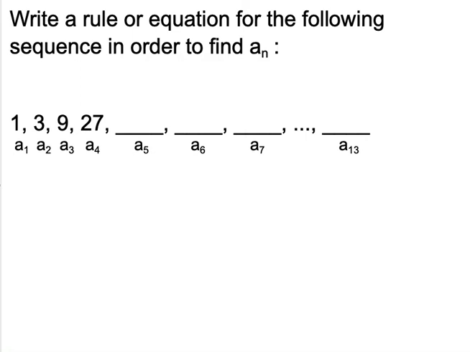Again, we have a problem where it gives us a sequence and it asks us to write a rule or an equation to find some unknown term m, which in this case is 13. Okay, so remember the first step is to identify what type of sequence it is. Here, to go from 1 to 3 and 3 to 9 and 9 to 27, we are actually multiplying by 3. So that means that this is a geometric sequence.